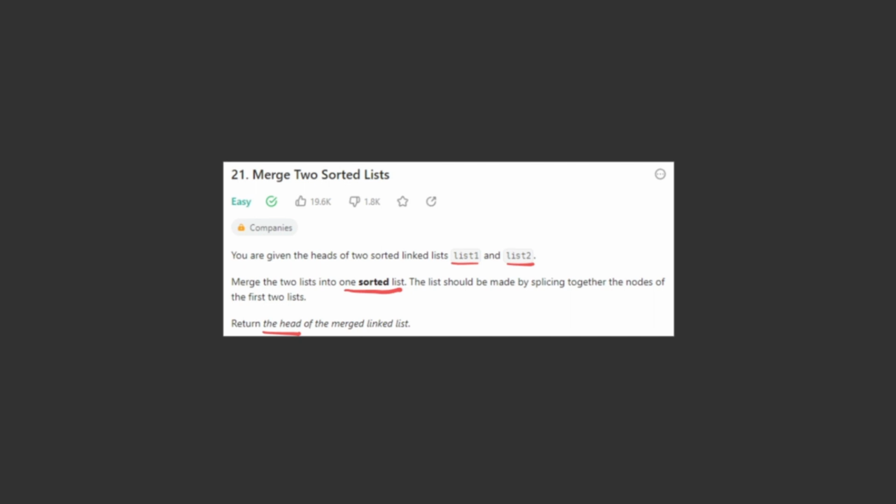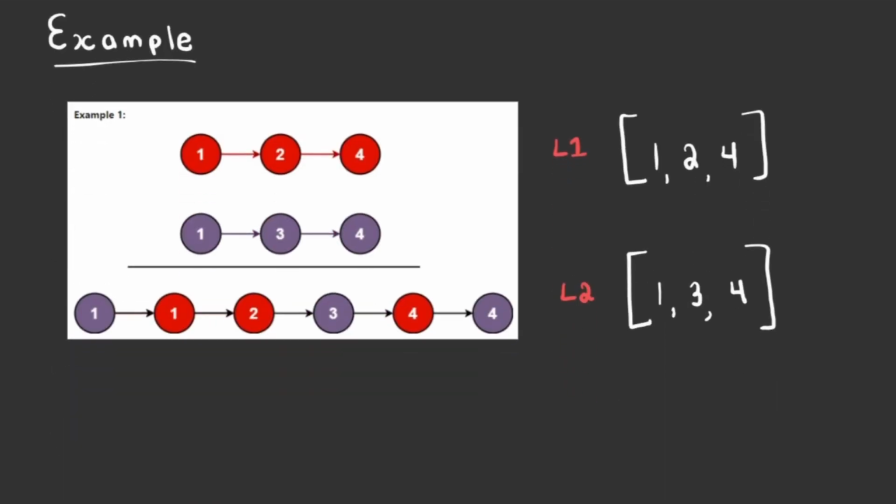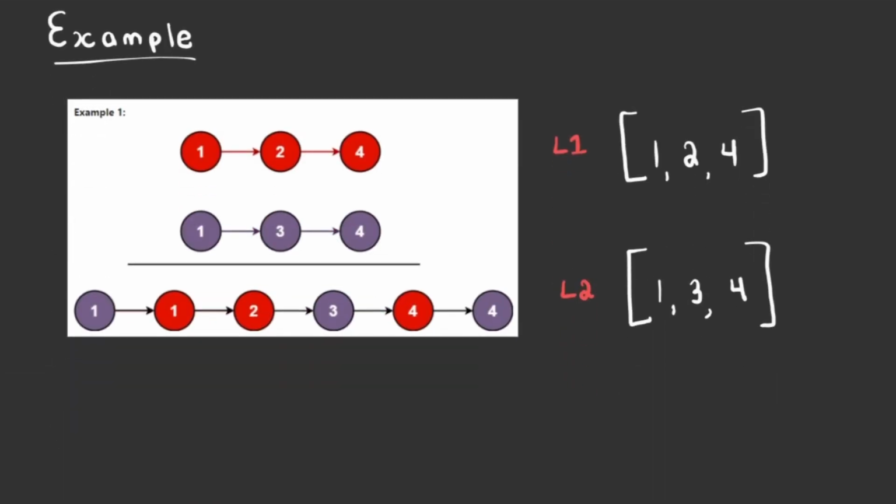As always, let's go through an example so we can understand the problem more clearly. So as you can see, for this example, we're given two linked lists, list 1 and list 2, and I've written out the array representations of the linked lists on the side. And you can see at the bottom we have the merged linked list by taking and splicing together the nodes from list 1 and list 2.